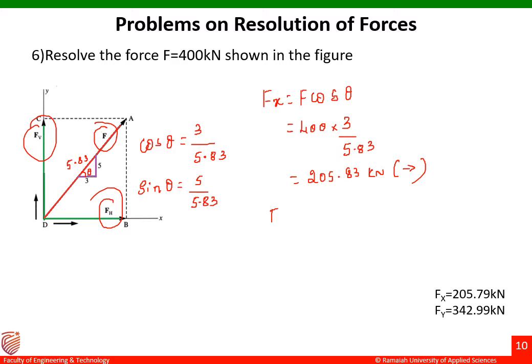So let me go to the second component, that is the y component, Fy equal to F sin theta here. Okay, so Fy equal to 400 into sin theta. Sin theta is 5 by 5.83. So once we substitute this and find the answer, we are going to get 343.05 kilonewton, and the direction would be upward. This is how the resolution of force can be done without finding the angle theta here.